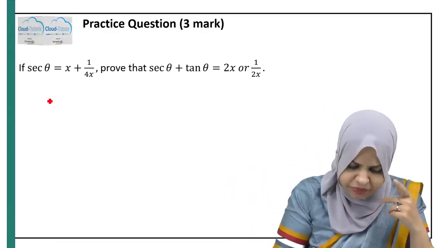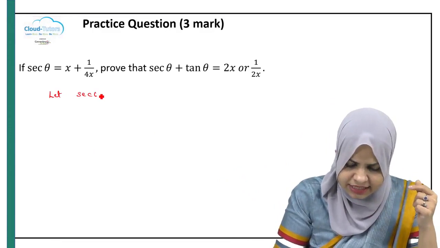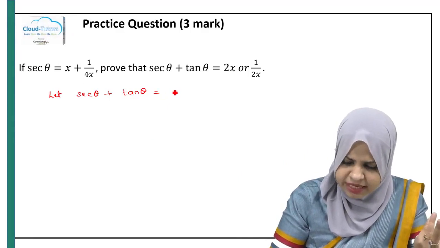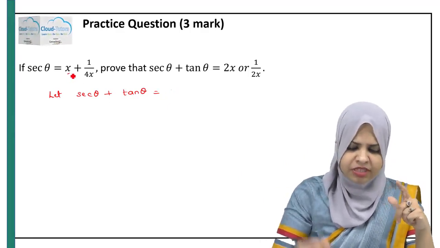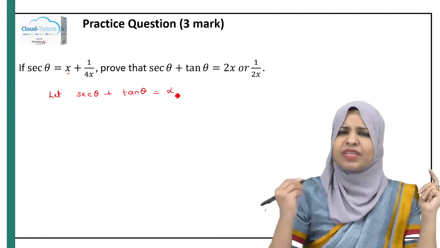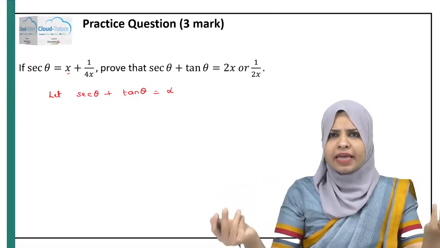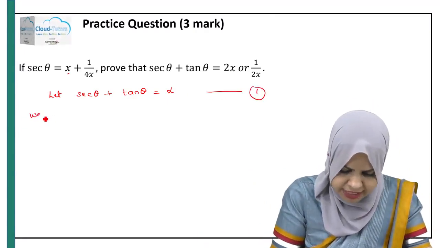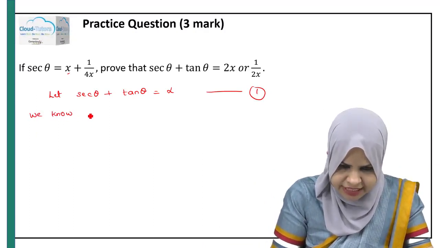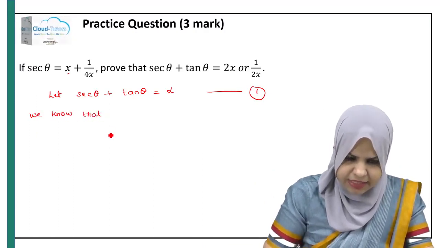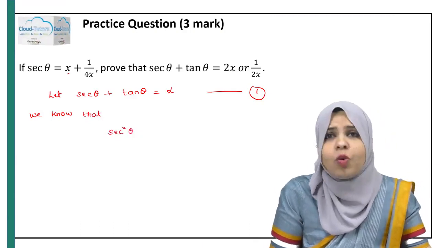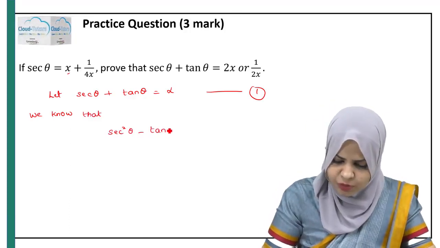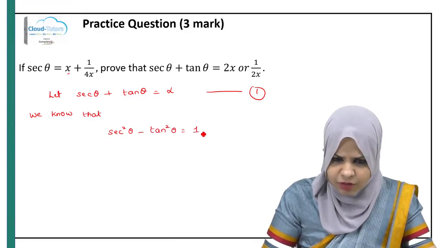So what we will do here is, let secant theta plus tan theta equal to some value, say, should I say x? No, I can't use x because it is already x here. Say alpha. Anything you can assume. Alpha. You could even say A, B, C, D, right? And I will call this equation 1. Now, we know the identity relating to secant theta, what is it? Secant square theta is equal to what? 1 plus tan square theta. But I will take tan square on the other side. So, secant square theta minus tan square theta is equal to 1, right?